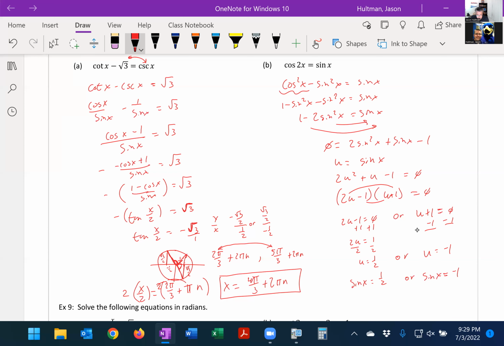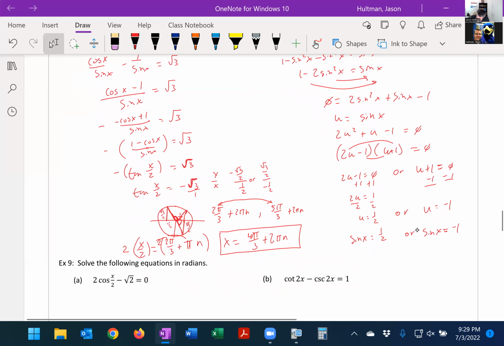Well, where does that happen? Well, sine x equals 1/2. Where's the y value equal to 1/2? Well, that occurs in 2 places. On the unit circle, the y value is a positive 1/2 at either pi over 6 or 5 pi over 6. Okay. Where does the sine value equal -1? Well, it's way down here. That's 3 pi over 2.